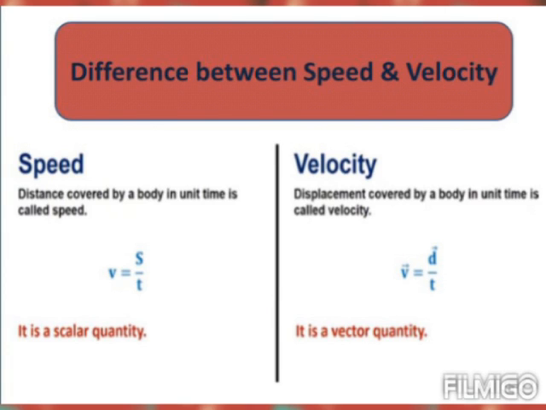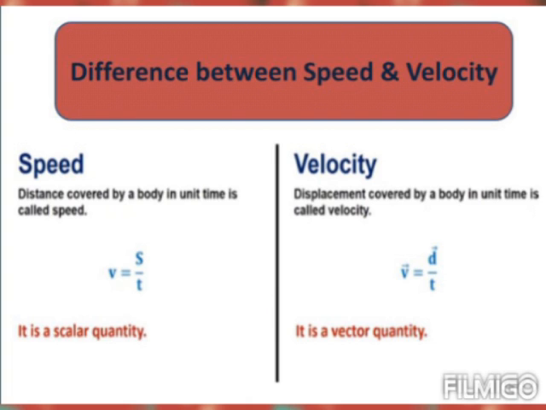Okay, you may say that speed and velocity are the same, but no, these are different quantities and we can easily differentiate them. Here are some differences between speed and velocity. The first difference is the definition. The definition of speed is the distance covered by an object in unit time, and the definition of velocity is the displacement covered by a body in unit time. There is a difference between the words distance and displacement. We use distance in speed and we use displacement in velocity.